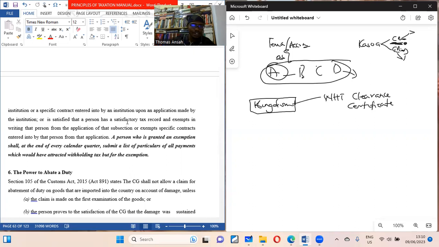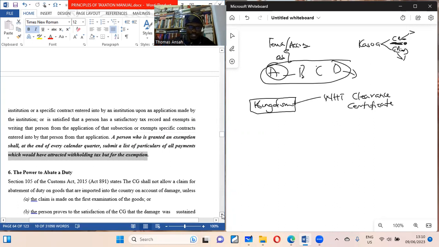And this is it. It says that a person who is granted an exemption shall, at the end of every calendar quarter, submit a list of particulars of all payments which would have attracted withholding tax, but for the exemption. So if not for the exemption, you would have been subject to withholding tax. So all the payments that you would have been subject to withholding tax on if the exemption had not been given, every quarter, you should file. Question, do taxpayers do that? So that is that. Then number six, the power to abate a duty.